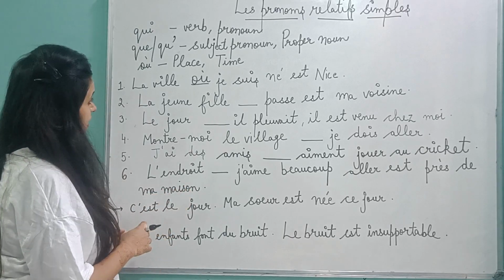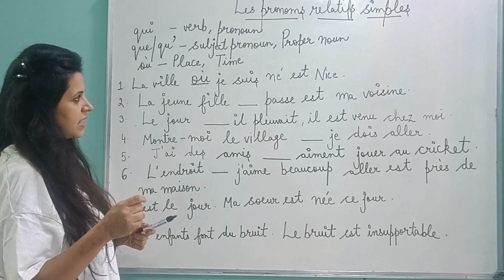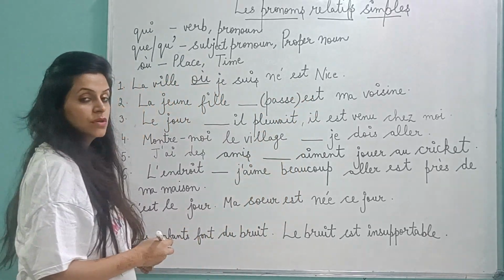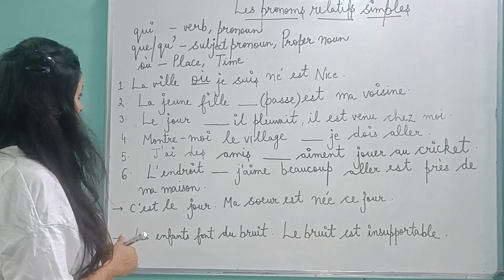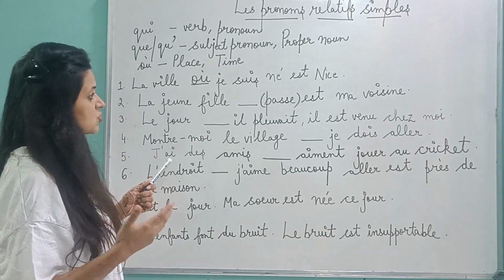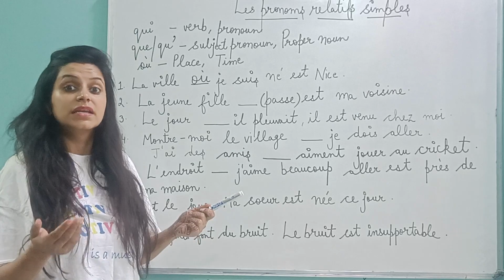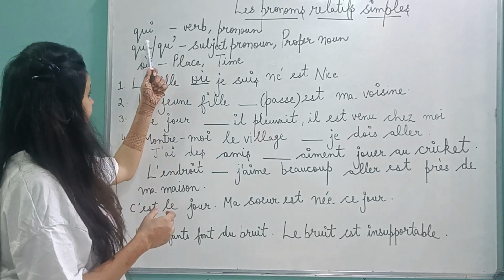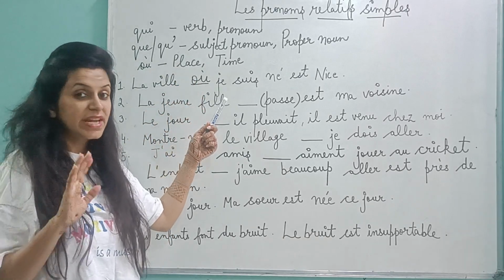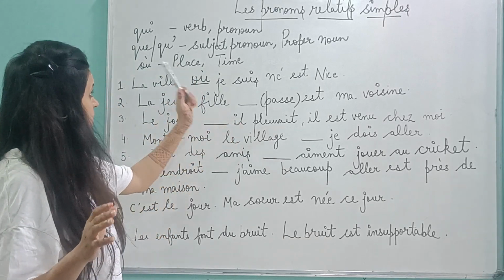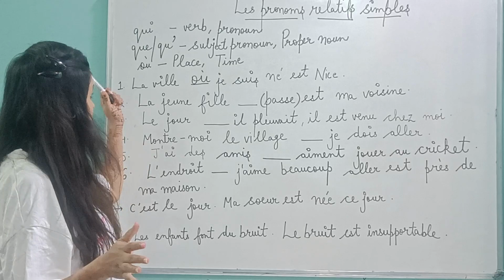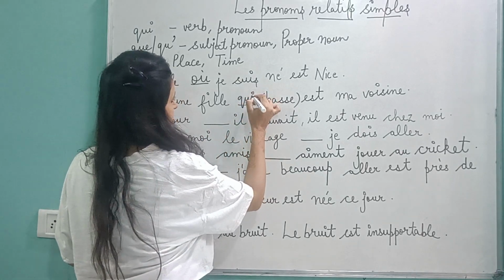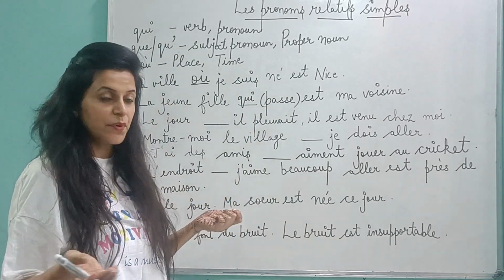Next, la jeune fille dash passe est ma voisine. So figure out this word after the blank. It is a verb. And we're also talking about the girl. So the young girl dash passing is my neighbor. The young girl, after the blank there is a verb. So we can never write this que. It will never exist. After the blank there is a verb. So there is a possibility that we have to write qui. So the young girl, qui passe, who is passing is my neighbor.